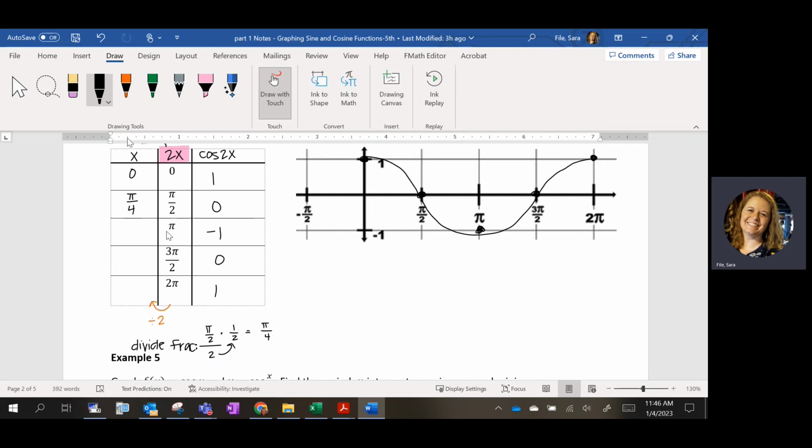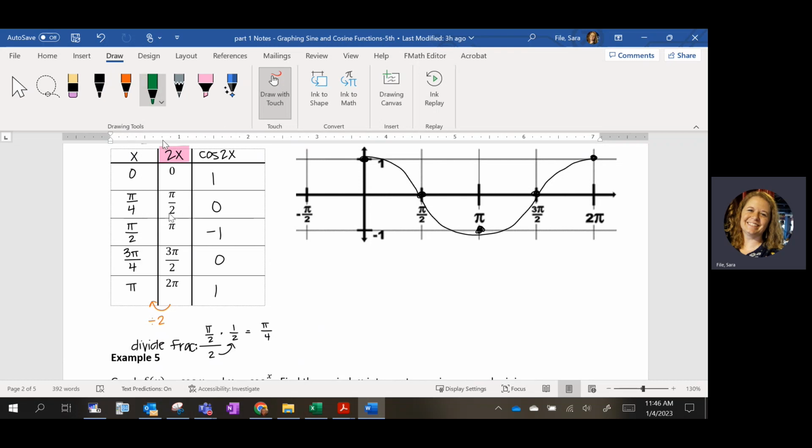Pi divided by 2 is just pi halves, pi over 2. 3 pi over 2 divided by 2 would become what? 3 pi fourths, good. And 2 pi divided by 2 would become just pi. The 2 over 2 will reduce. So now the x is alone. That's my new x column, my new x values.